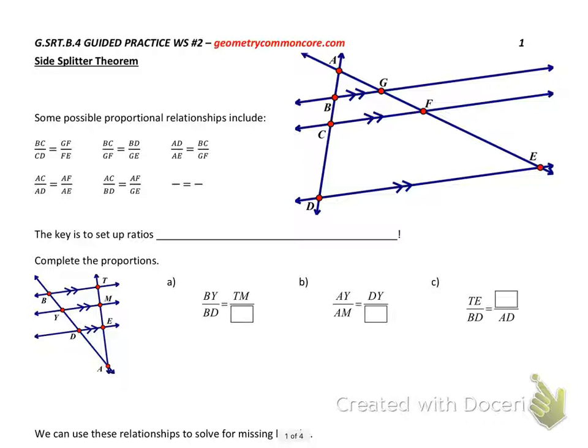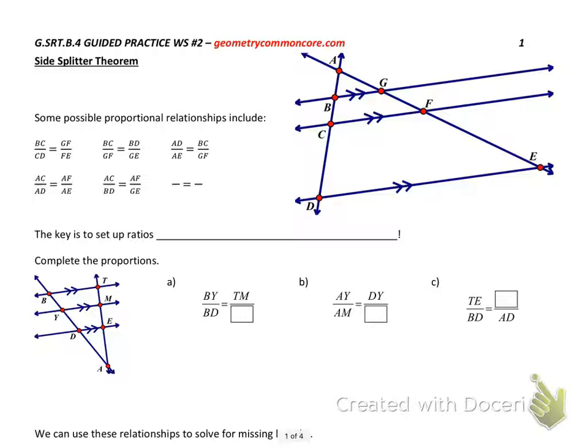So we are going to be talking about the side splitter theorem today, which has a neater name than maybe some of the other theorems that we have, but the name actually kind of explains what it is. It's when you've got the sides being split, and the sides here are the transversals. Notice in this diagram, we've got three parallel lines, and we've got two transversals cutting through.